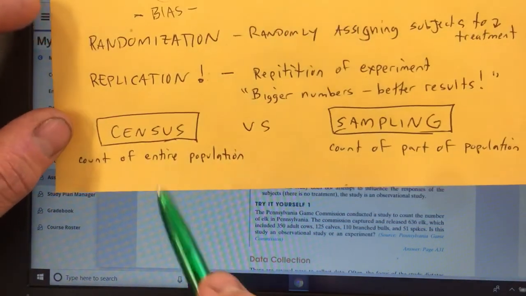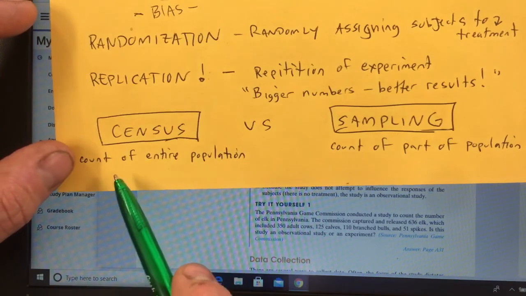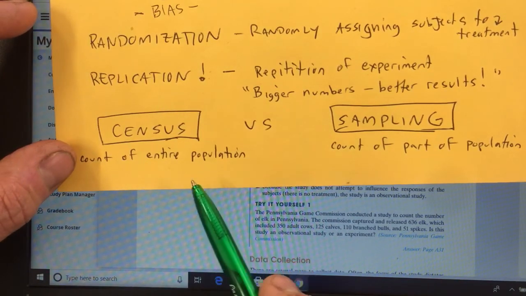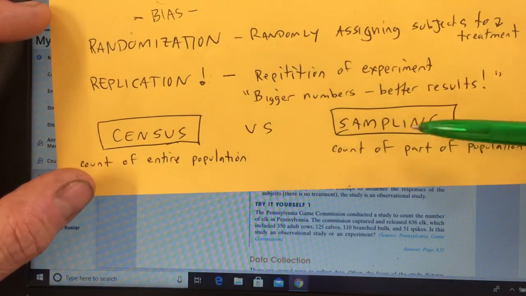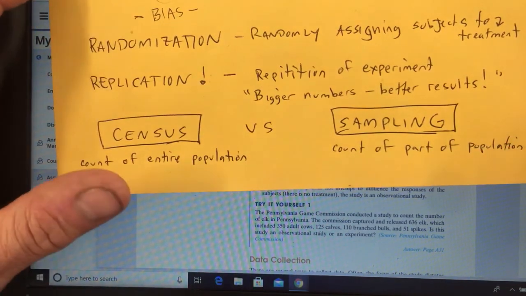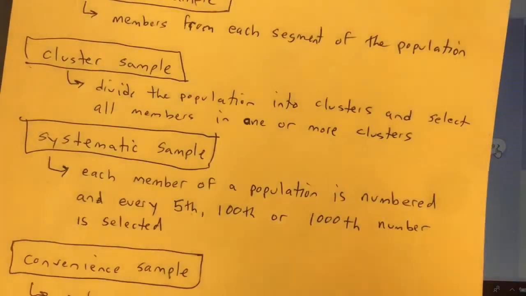Then we have what's called a census versus a sampling. A census is when you count the entire population and get information from the entire population, whereas with a sampling, you just count part of the population.